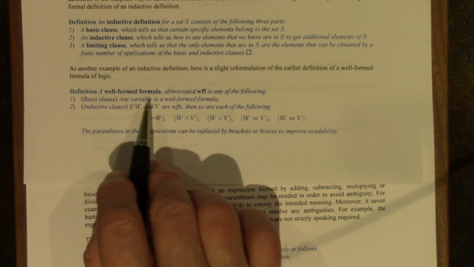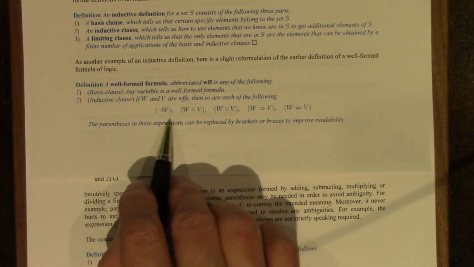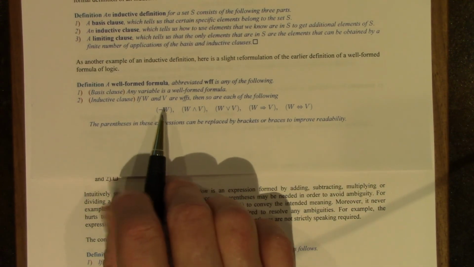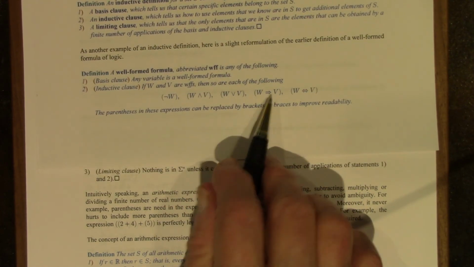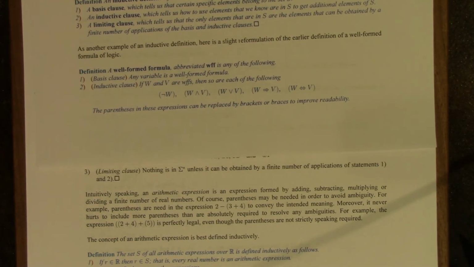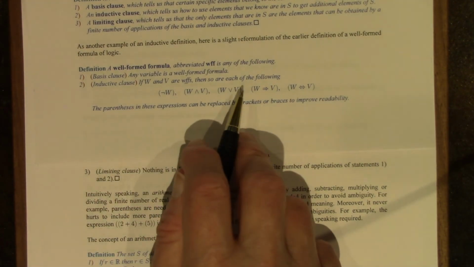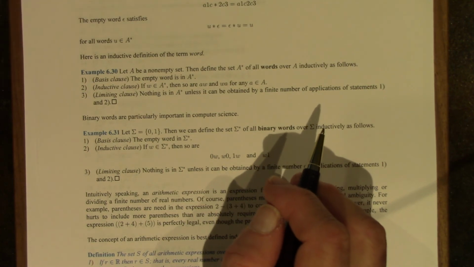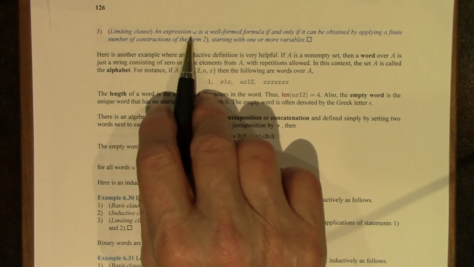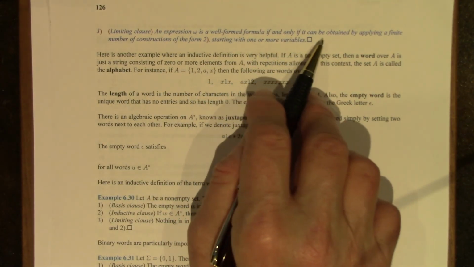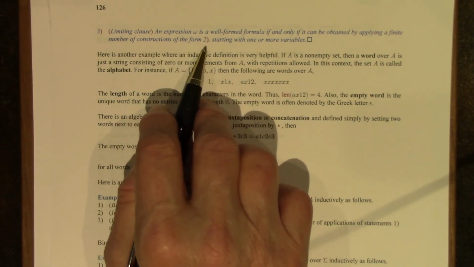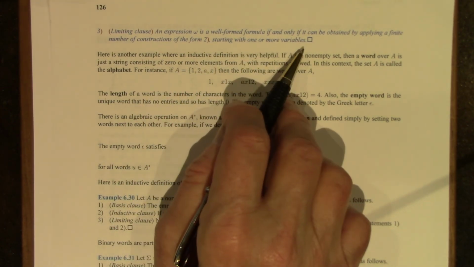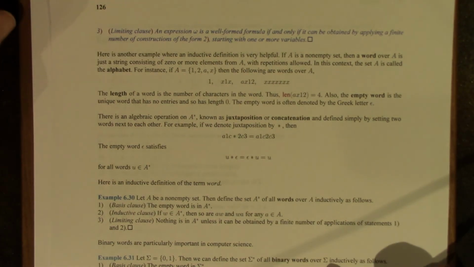The inductive clause says that if W and V are well-formed formulas, then so are each of the following. And you may recall why we required the parentheses on these, so that we could build more complicated formulas unambiguously. And then a limiting clause, which says that an expression omega is a well-formed formula if and only if it can be obtained by applying a finite number of constructions of the form 2, starting with one or more variables. It's a slight variation on language, but that gets the point across.